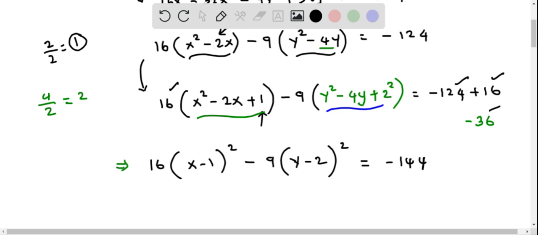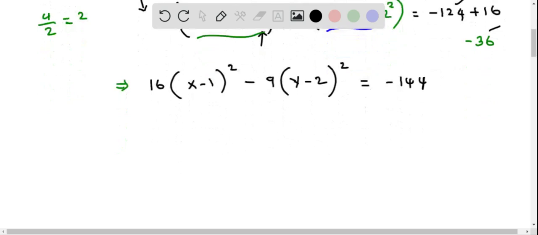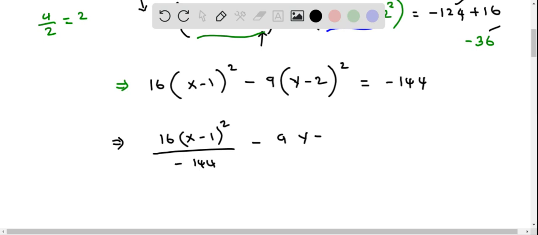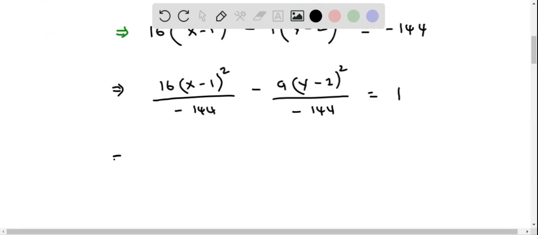Now divide both sides by negative 144. So on the left we divide each term by negative 144, that is 16 times x minus 1 quantity squared divided by negative 144, and then we have negative 9 times y minus 2 quantity squared, and this is also divided by negative 144, and this equals negative 144 divided by negative 144 equals 1. So I just put 1 on the right side. Now let's simplify the left side.